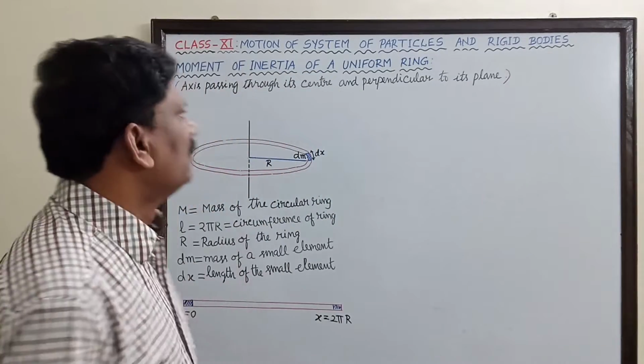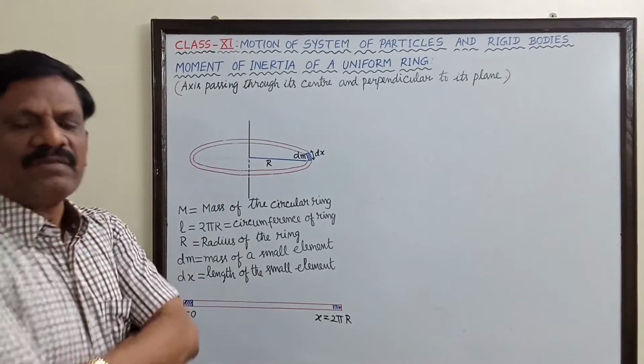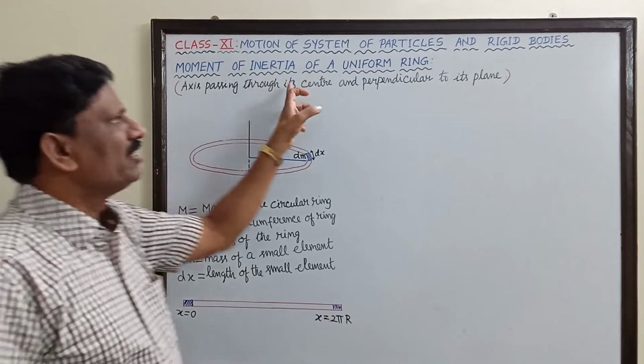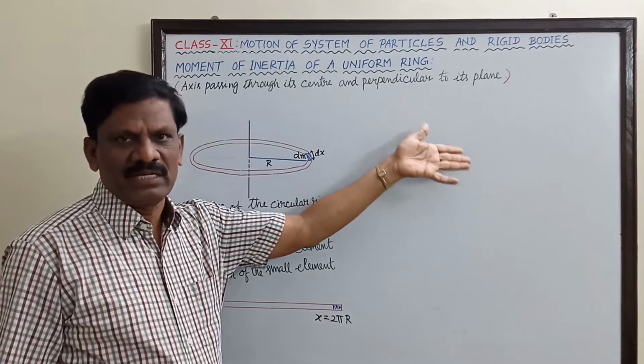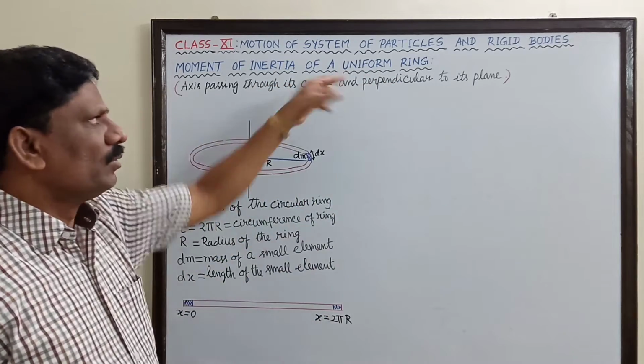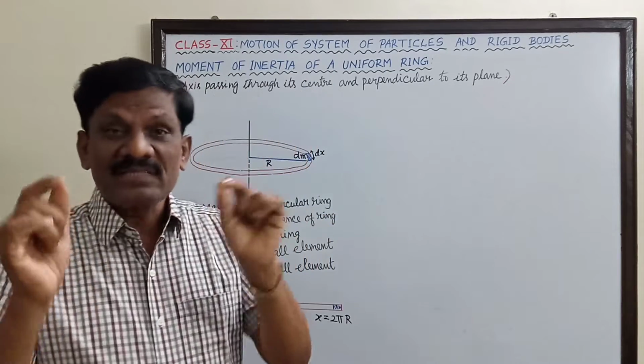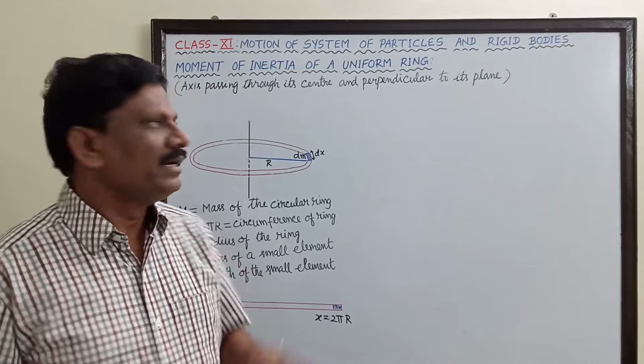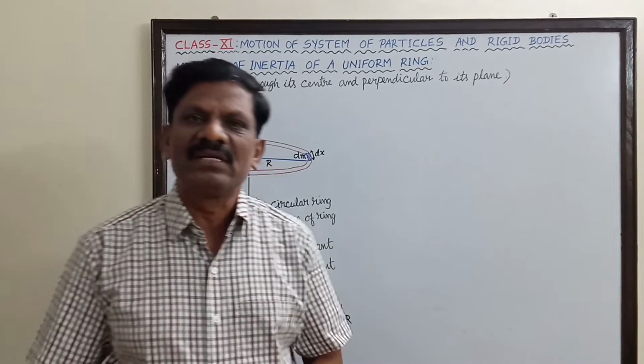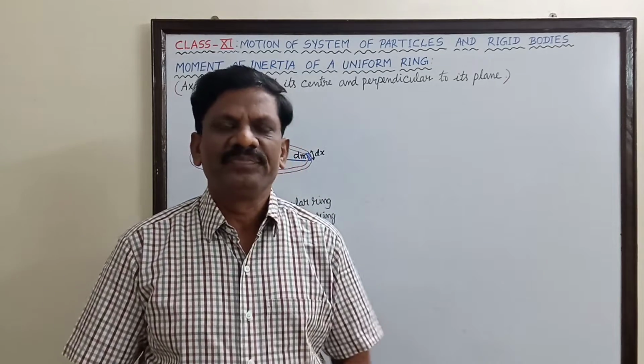Hi students, now we are going to derive an expression for the moment of inertia of a uniform ring. So what do you mean by a uniform ring? It means the mass per unit length at every point along its circumference is a constant.